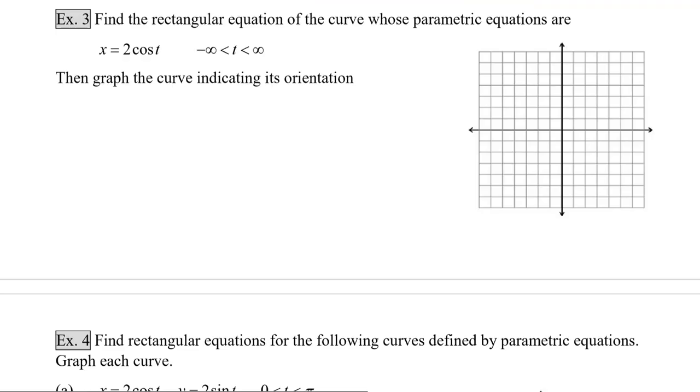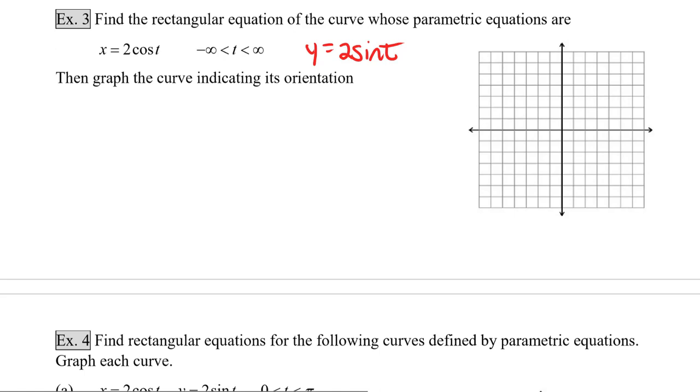Example 3. Find the rectangular equation of the curve whose parametric equations are x equals 2 cosine t, and I somehow lost the y value. y is supposed to be equal to 2 sine of t for t between negative infinity and infinity. So I'm just going to start with some numbers and see what happens.